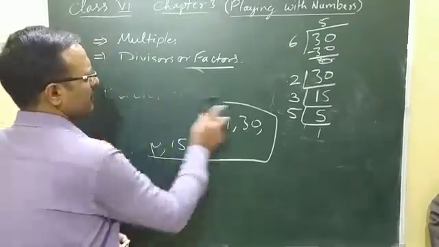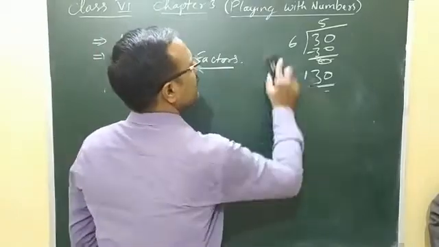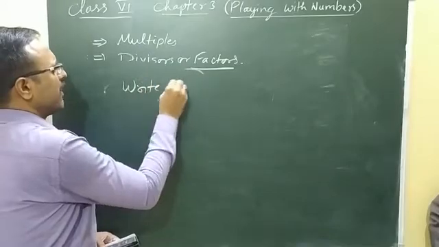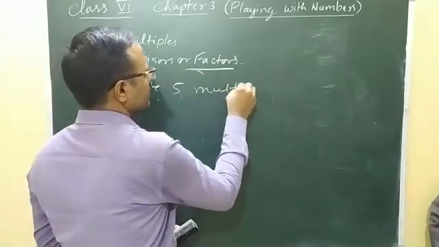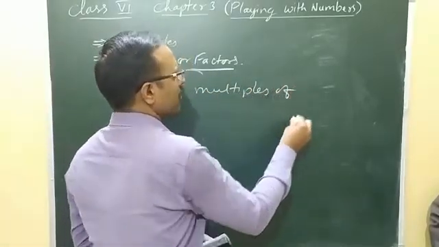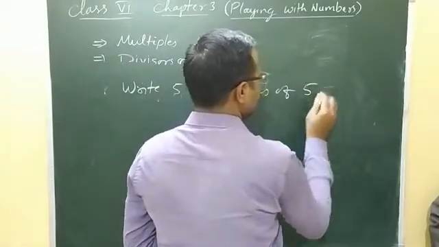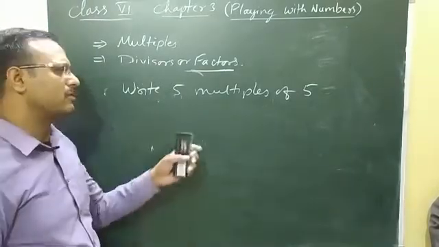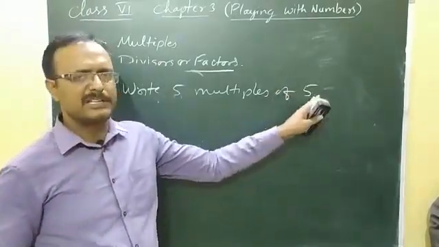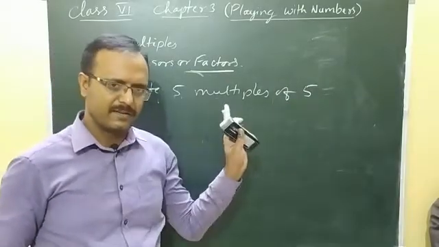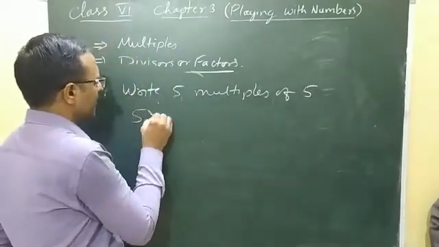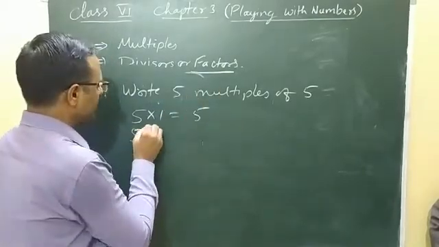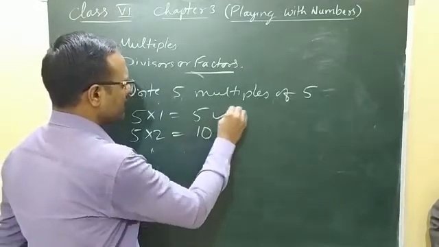Now one question for multiples also: if I say write 5 multiples of 5, how do you write them? You can start from any number. You just have to multiply a positive integer value with 5. If I multiply 5 with 1, you will obtain 5. So 5 is also a multiple of 5. If I multiply by 2, you will obtain 10. So 5, 10.